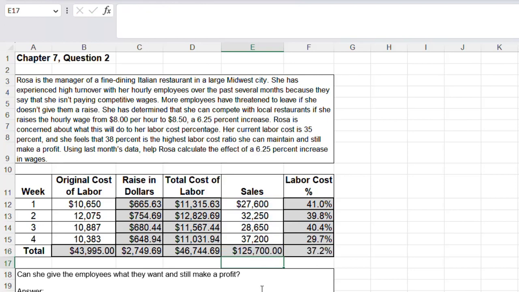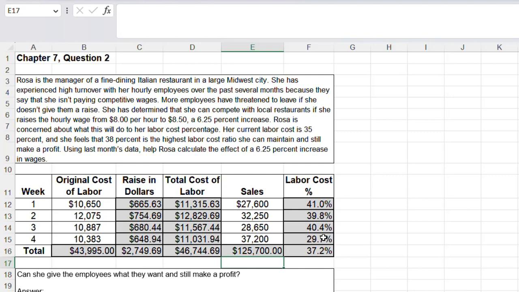All right, so we see if she gives her employees a raise based on what her labor cost was, we can see that we are averaging 37%. Now, I will say that it does look like week 4 is an anomaly. It brings us down quite a bit. She was pretty consistent at around 40%. Now, what would you do in her situation?